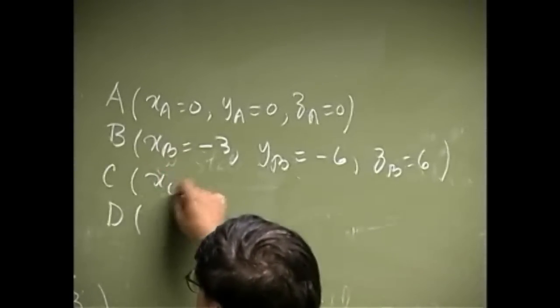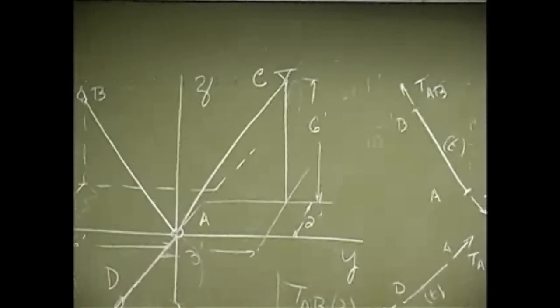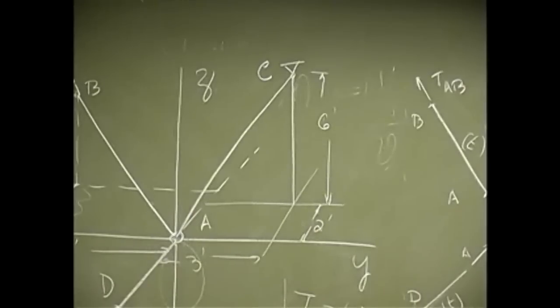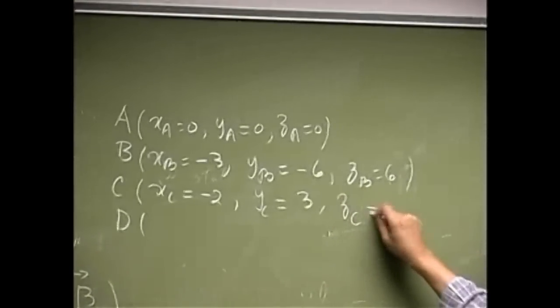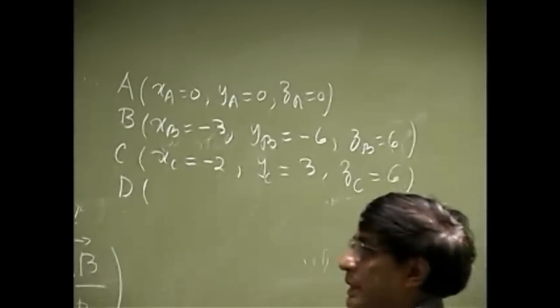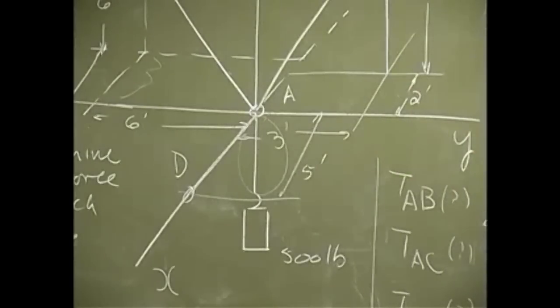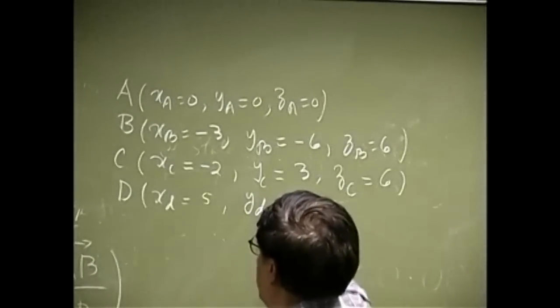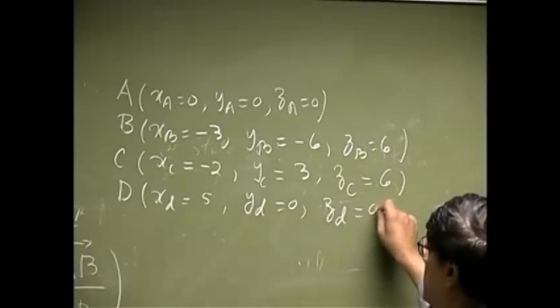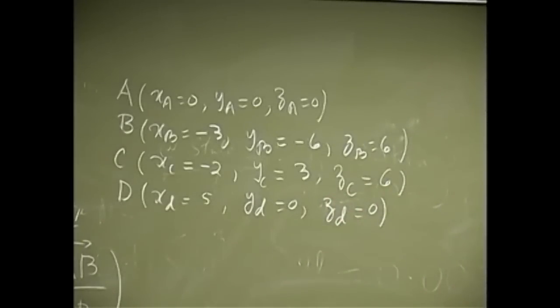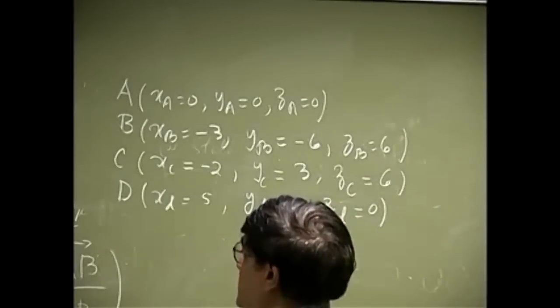Then we look at C. We have xC, again the x coordinate is 2, except it's negative. Then you have yC, and the coordinate is positive, and then you have zC going up to that positive value. Then we go to D, and this length was given here as 5 feet. So it's on the x-axis, so we're looking at xD, which is 5, yD, that's 0, and zD, that's also 0.